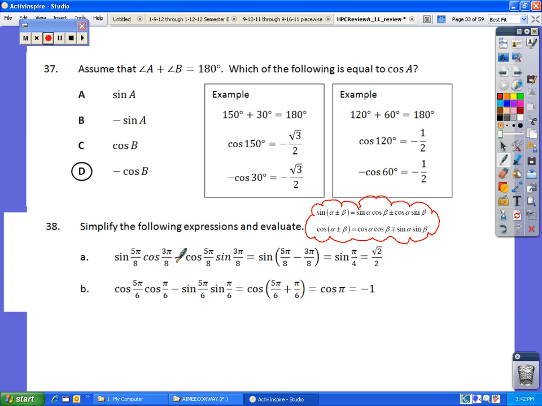So since it's a difference of sines pattern, I take 5 pi over 8, which is the first, and 3 pi over 8, which is the second. I subtract them and find that it's sine of pi over 4. Then I can evaluate sine of pi over 4, which is root 2 over 2.